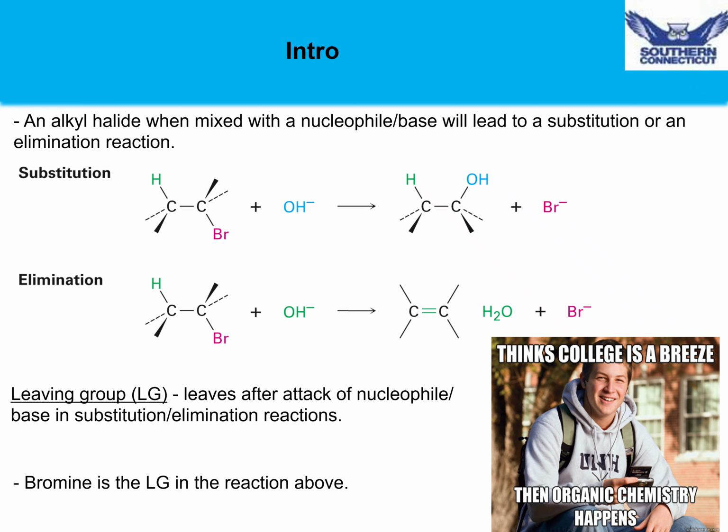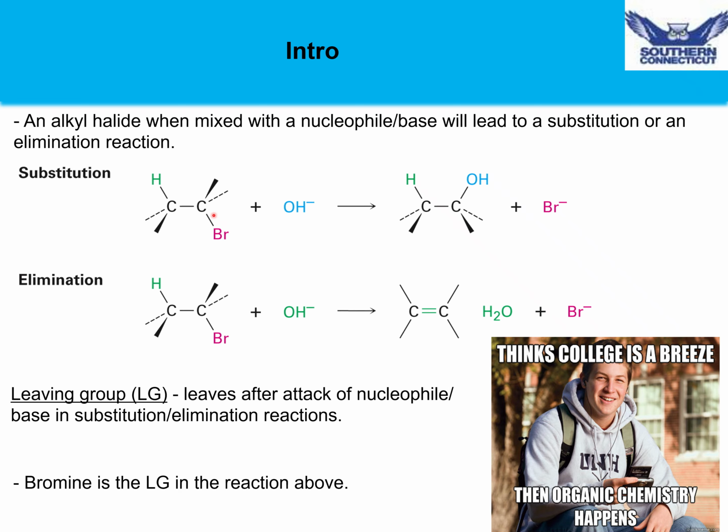When an alkyl halide is mixed with a nucleophile slash base, there's two possible reactions that can occur. For example, a base could react with an alkyl halide by attacking the same carbon that the halogen is in and replace it, essentially doing a substitution reaction.